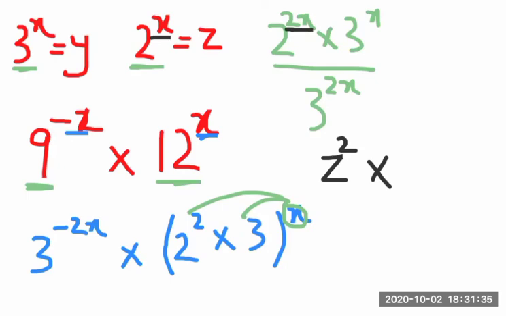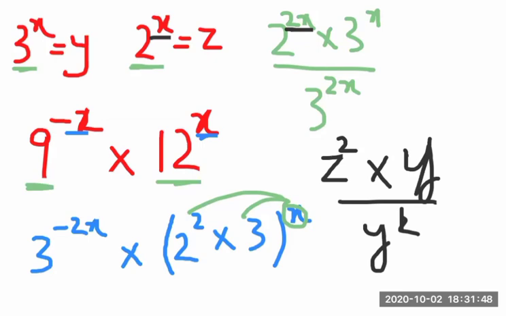3 to the power x becomes y upon y square. Can I cancel? Because they're multiplying. So does it become z square upon y? Yes. Okay. How do we do this?